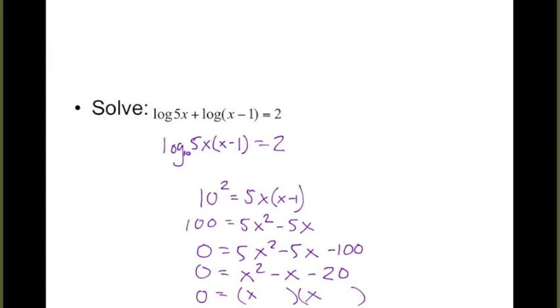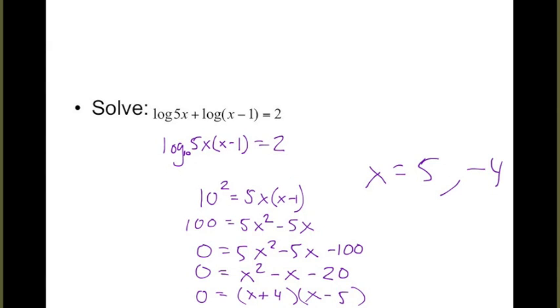What multiplies to negative 20 that adds to negative 1? Four and 5, and if I want to add to a negative 1, I need the 5 to be the negative. So then what are our solutions? X is 5 and negative 4. The opposite of the factors are the solutions.